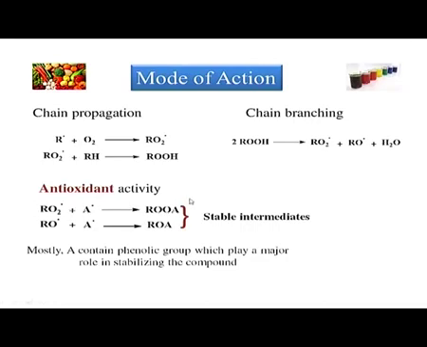Antioxidants have this inherent ability to generate free radicals which are able to stop these chain propagations. Mostly these antioxidant molecules contain certain groups, generally phenolic groups, which play a major role in stabilizing these types of free radical compounds. So, they stop this chain propagation from occurring forward, and that is how they stop these oxidative processes occurring in the body, called oxidative stress.